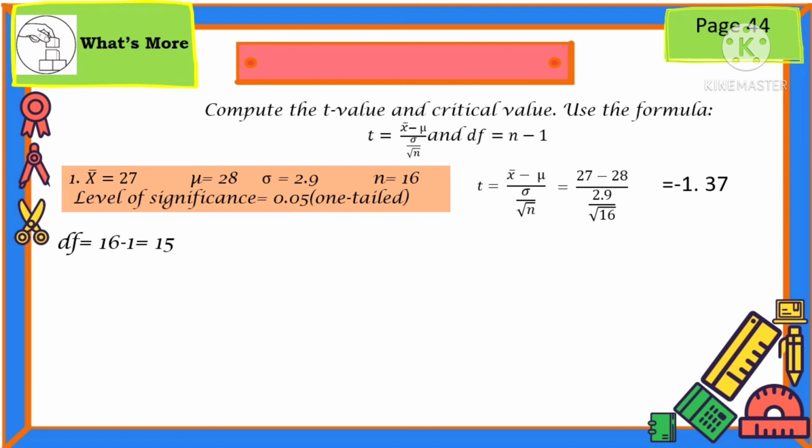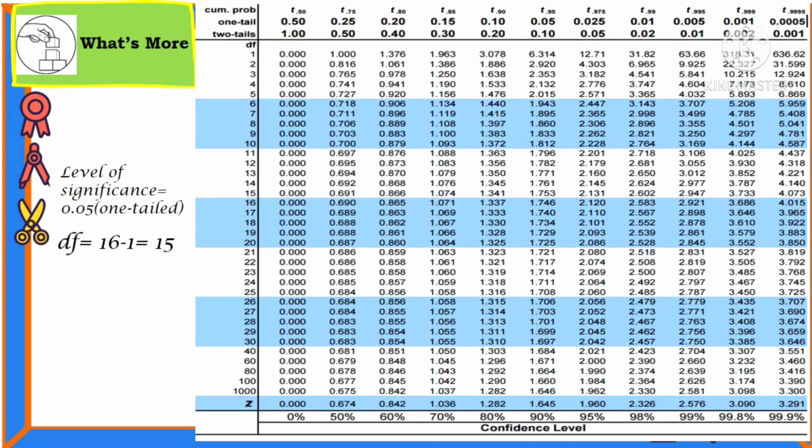And we can now use our t table. Since the degrees of freedom is 15, first locate 15 on the degrees of freedom column. Second, locate 0.05 on the row of one tail. And their intersection would be the probability value, and that is 1.753.